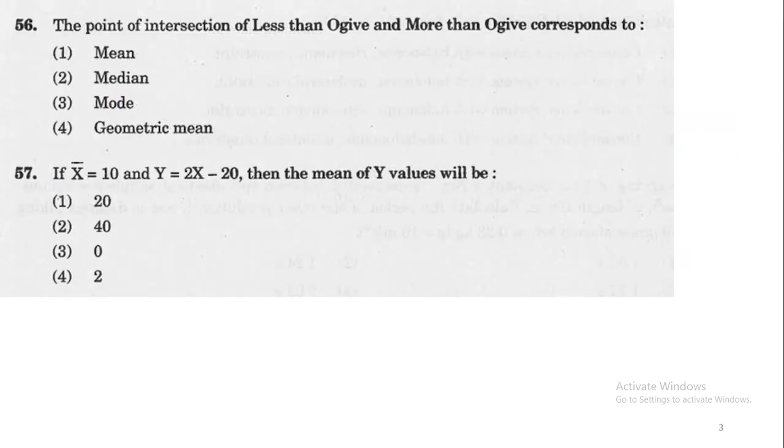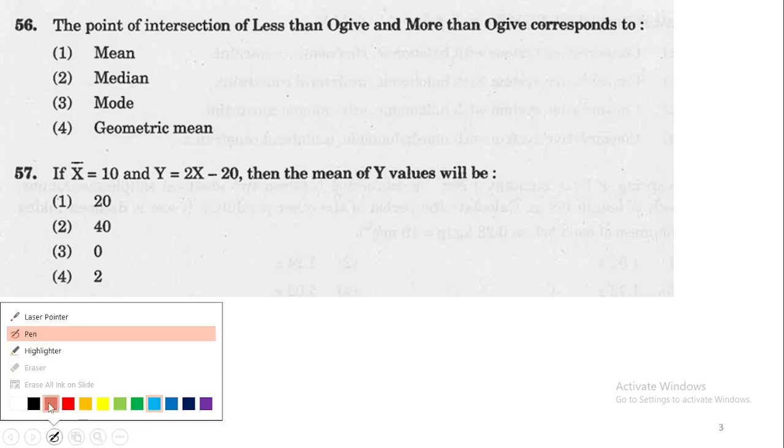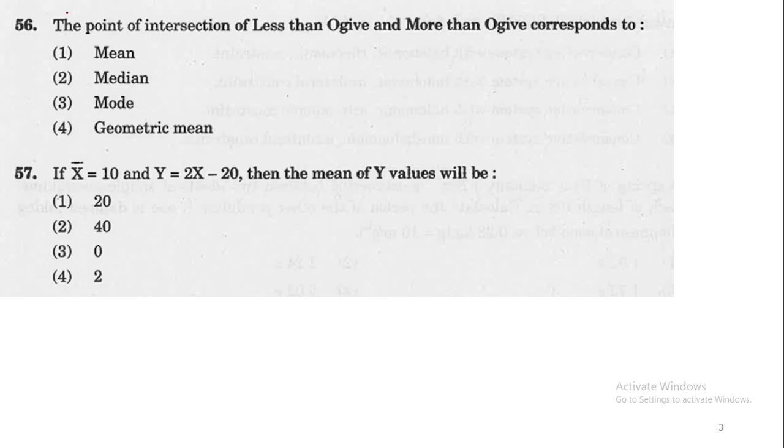So here this is a direct question. I'll just change the pen color. The question is: the point of intersection of less than Ogive curves and more than Ogive curves corresponds to what? So what is meant by Ogive curves is, the less than cumulative frequency will be plotted like this, and the more than cumulative frequency will be plotted like this. It will come like this, and the point of intersection will be defined as the median.